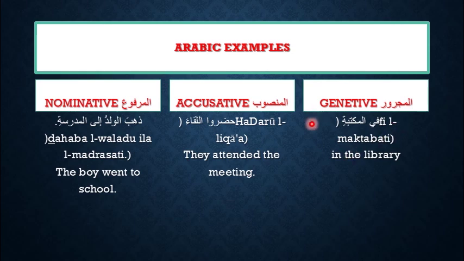What about the genitive? As we said, it is المجرور في المكتبة. في المكتبة here, in the library. المكتبة is genitive. It has the genitive case, and the mark here is al-kasra. These are the three cases in Arabic versus only one case in English, which is the genitive case, the possessive, only the possessive case, which is marked by the apostrophe s.